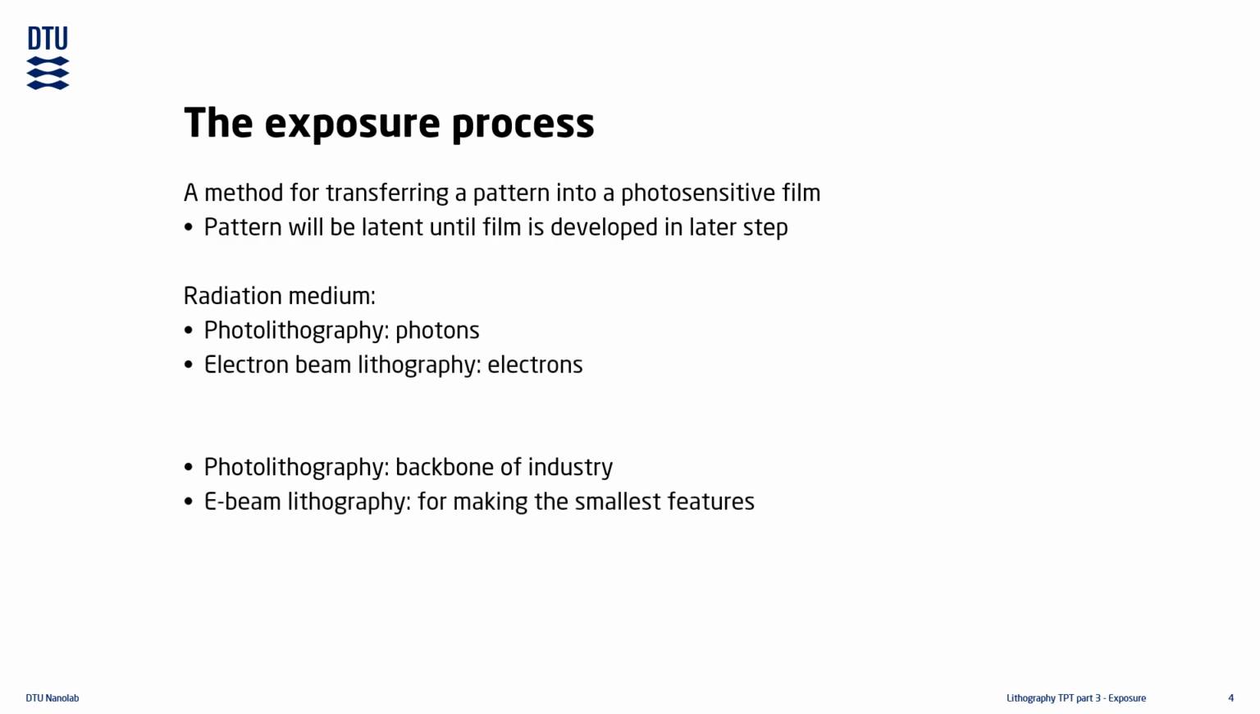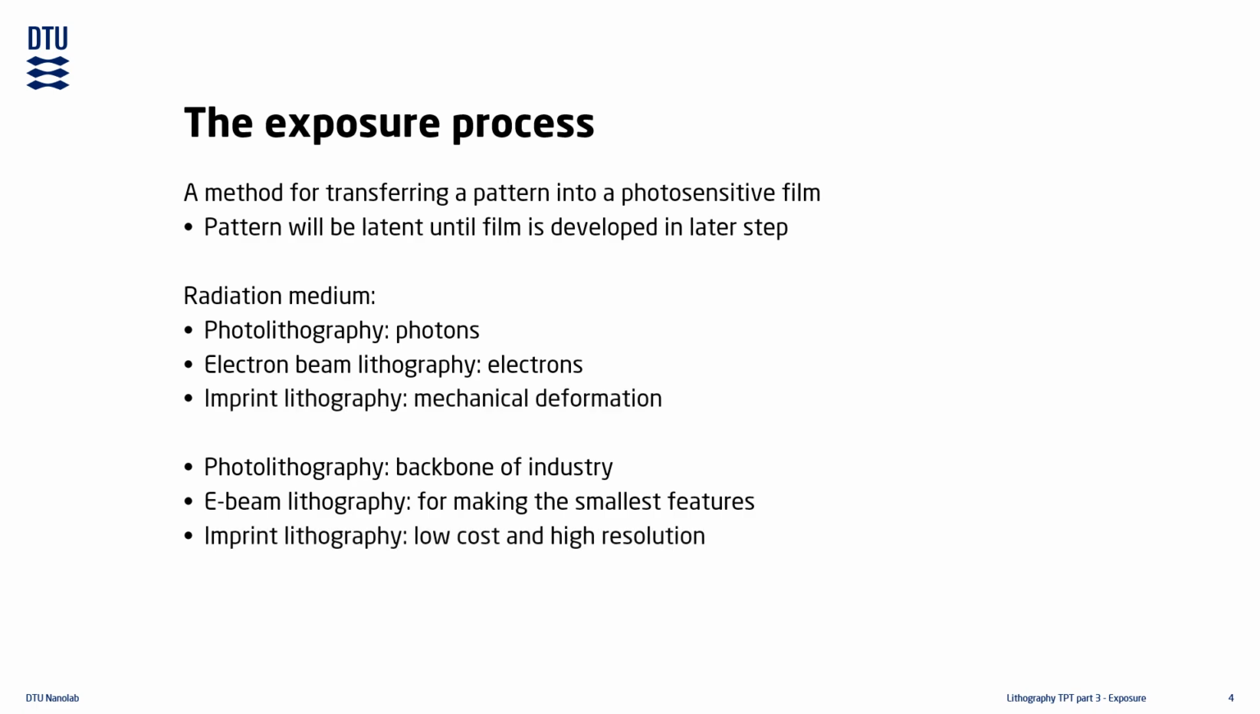Then we have resists that are sensitive to electrons, which are called electron beam resists. E-beam lithography is used for producing the smallest features possible, but is often a more expensive and slower process than photolithography. Finally, we have imprint resists, which are resists that are not necessarily designed for radiation sensitivity. Imprint lithography instead uses stamps to mechanically deform the resist.